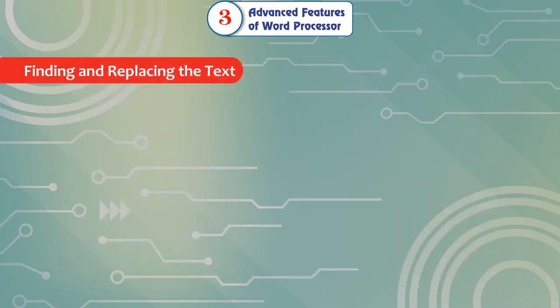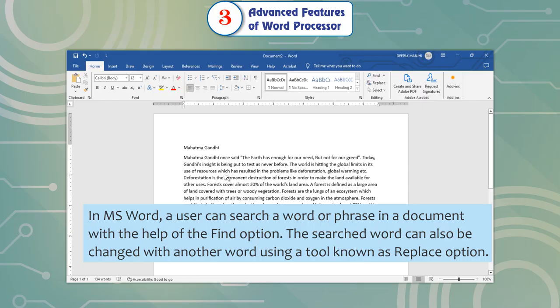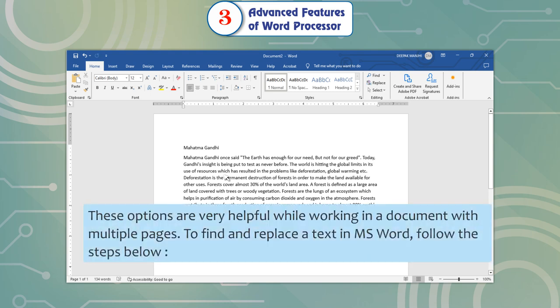Finding and replacing the text. Finding the text. In MS Word, a user can search a word or phrase in a document with the help of the Find option. The searched word can also be changed with another word using a tool known as Replace option. These options are very helpful while working in a document with multiple pages. To find and replace a text in MS Word, follow the steps below.